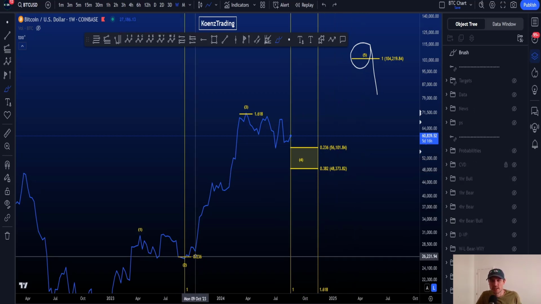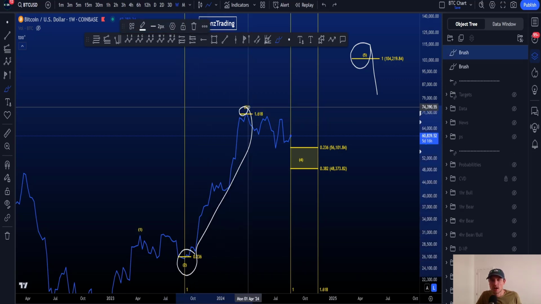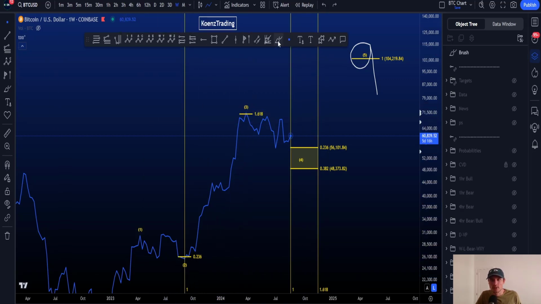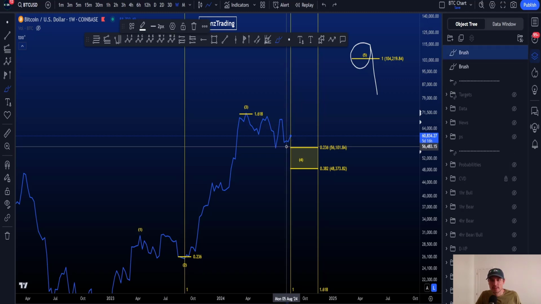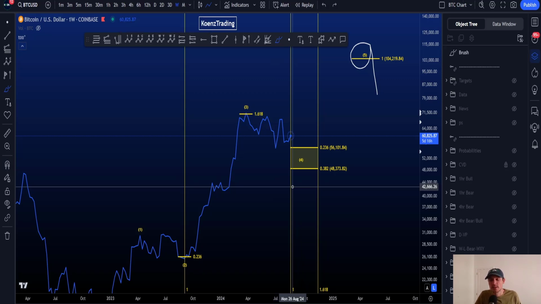56.1k, 48.3k taken from the low to the high of your wave 3. Now you can see that if I would extend this 0.236 to the left, that price has actually hit the 0.236 on the line chart as well. So the target area for your wave 4 is hit.